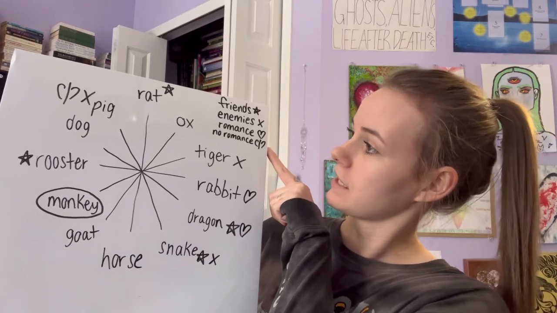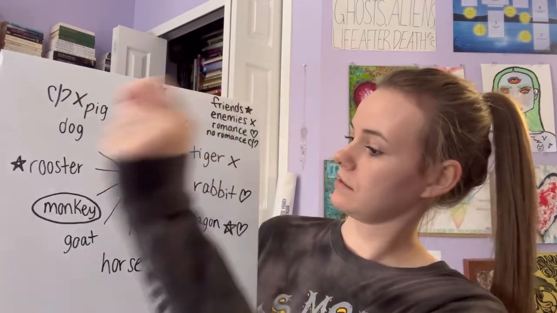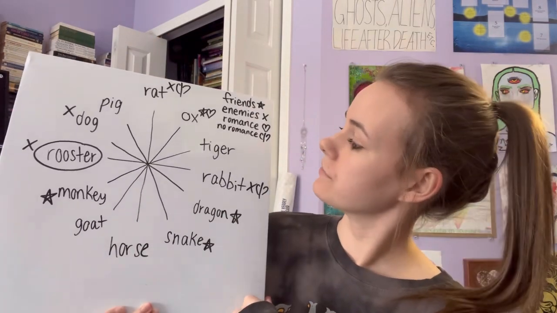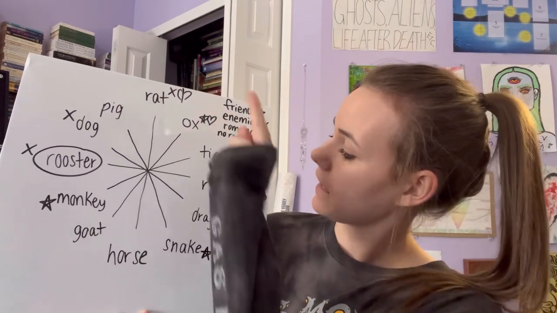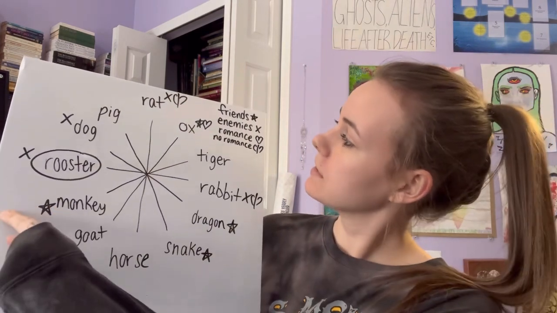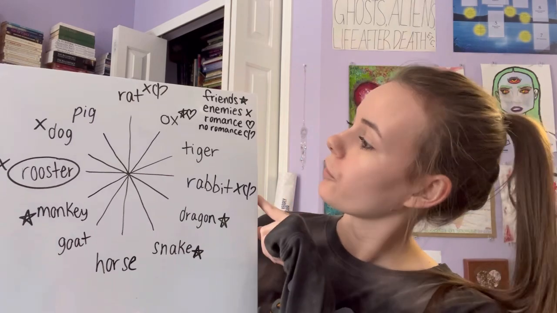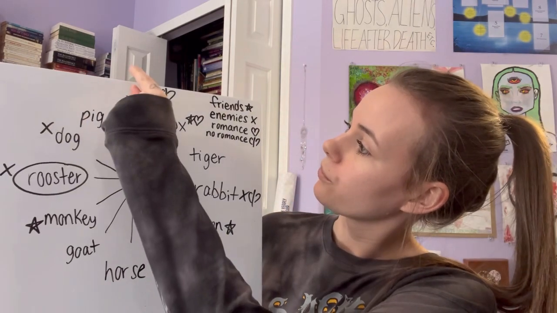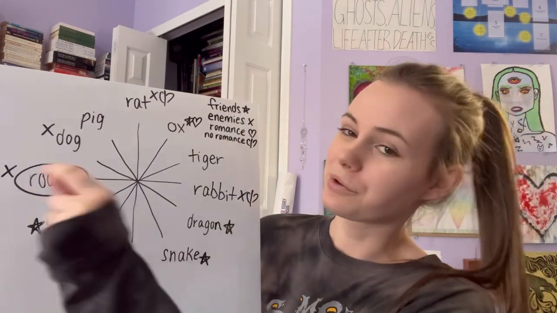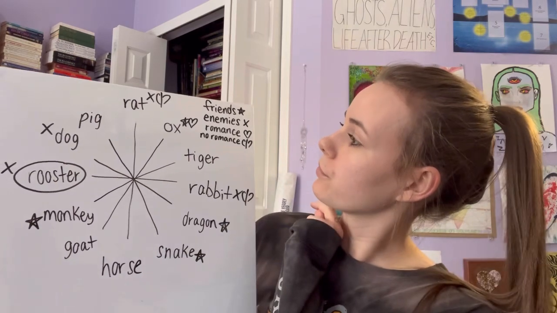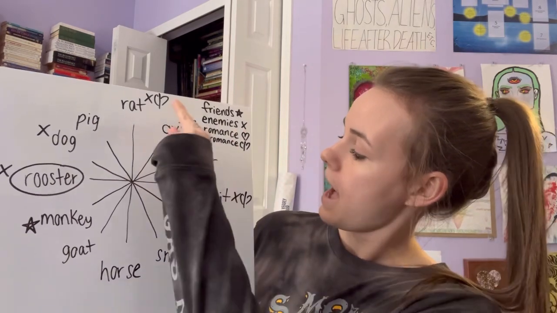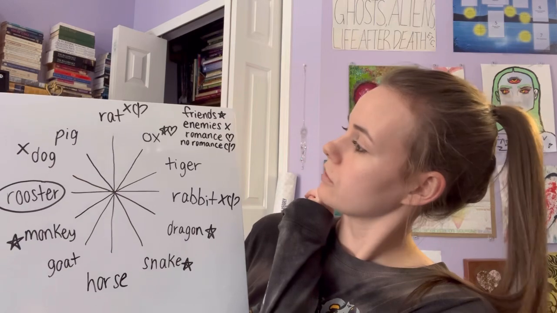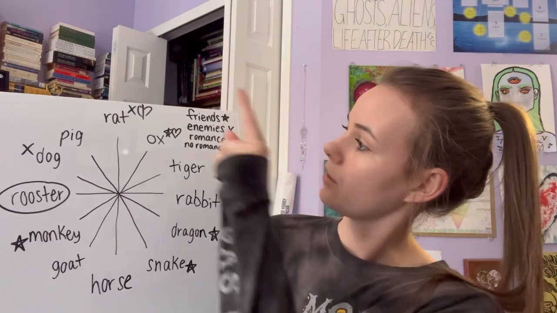Possible bad romantic connection with pigs. All right, rooster, your best friends are dragon, ox, snake, and monkeys. And your enemies are rabbit, dog, rat, and also other roosters. Possible romance with ox, and possible not so great romance with rabbit or rat.